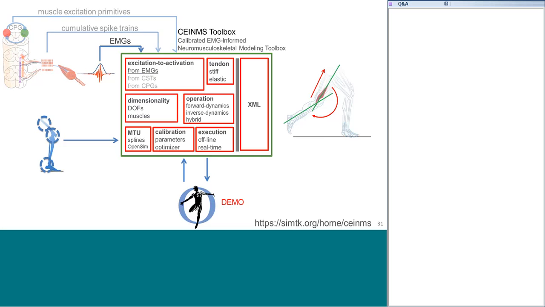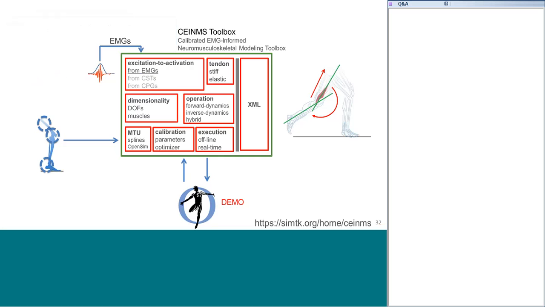So, as Massimo explained, CEINMS is a powerful tool for the simulation of muscle dynamics. As we can see in this slide, it is possible to choose different options and flavors to run CEINMS. However, for the integration of CEINMS in OpenSim, we selected a specific combination of these options, like the use of EMGs as input, the elastic implementation of the tendon dynamic, and the use of multiple degrees of freedom. Finally, we selected the forward dynamics mode, which means that CEINMS will work in open loop full predictive mode.